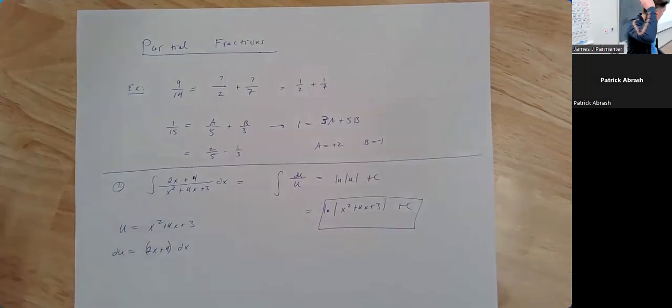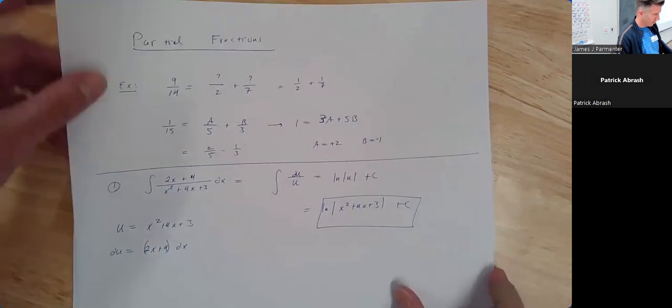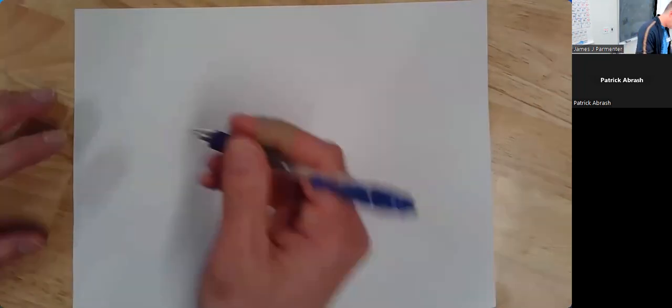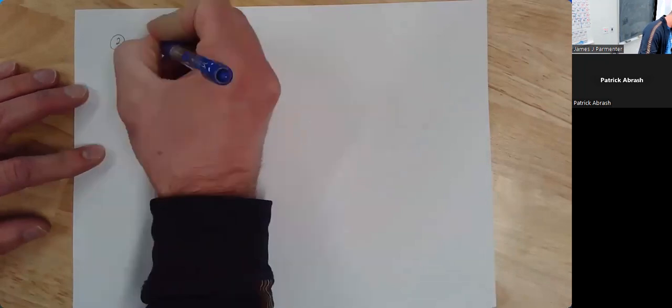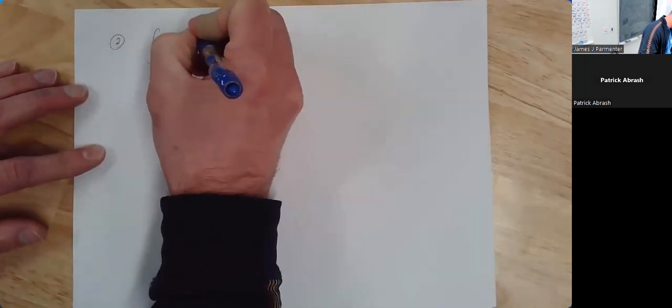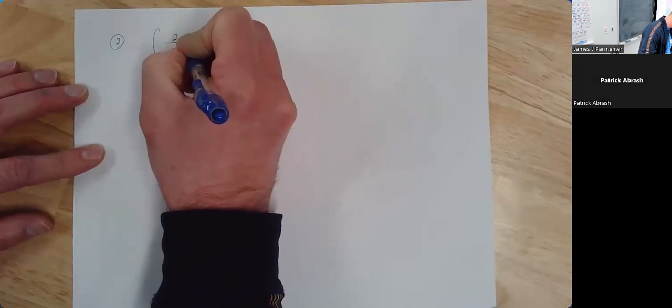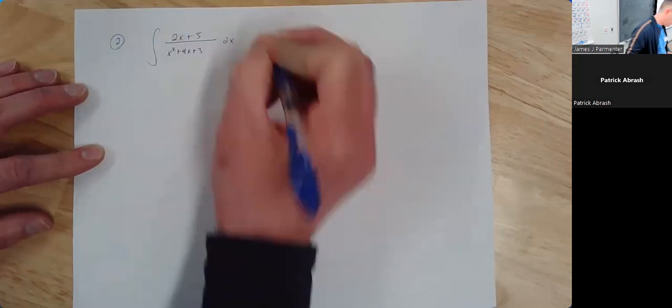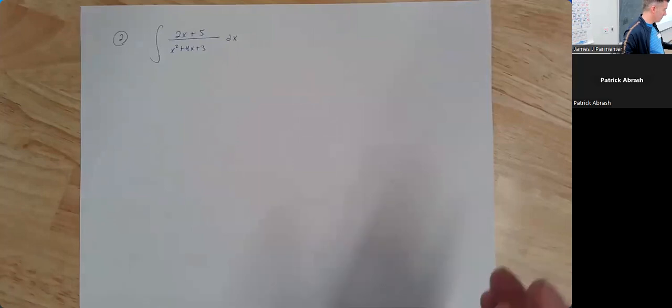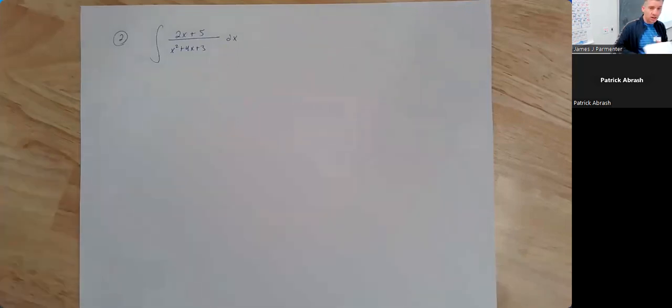So let's look at the problem I actually wanted to do before I remembered that I should show you u sub first. Let's look at the integral of 2x plus 5 over x squared plus 4x plus 3, which definitely is not going to be u substitution. So this meets all the criteria.